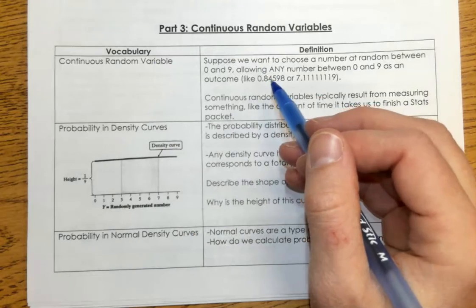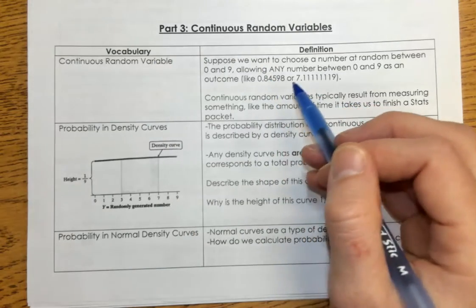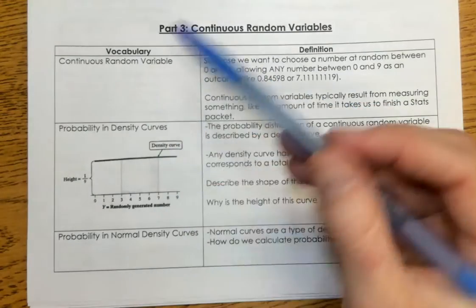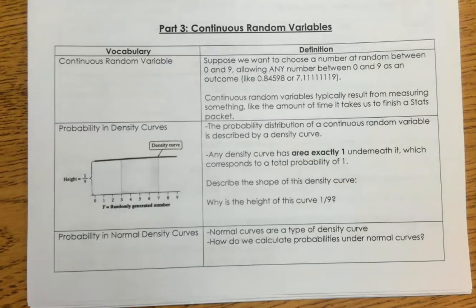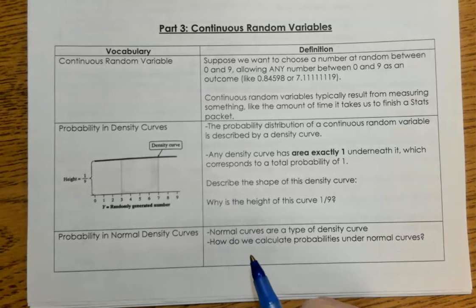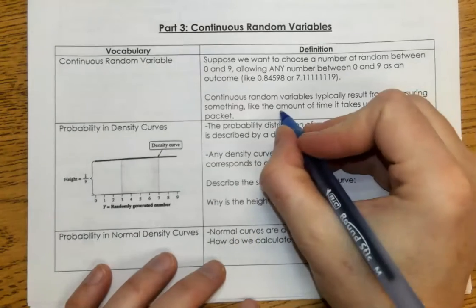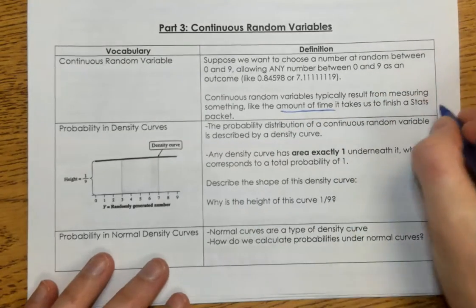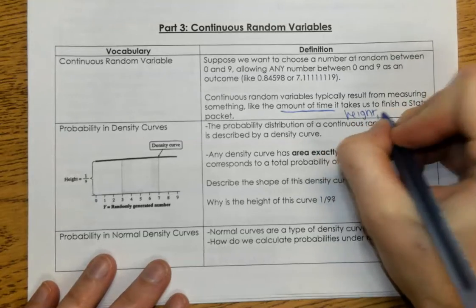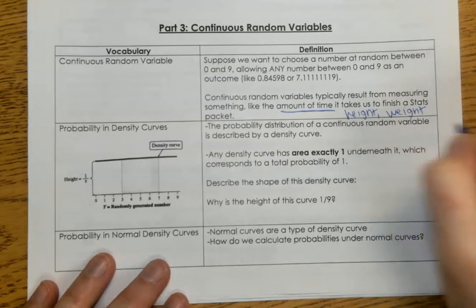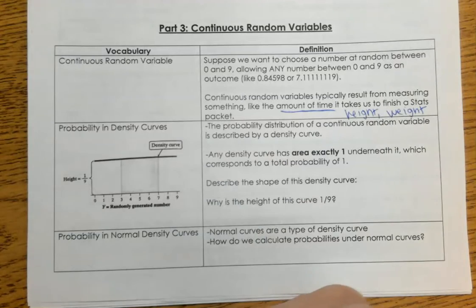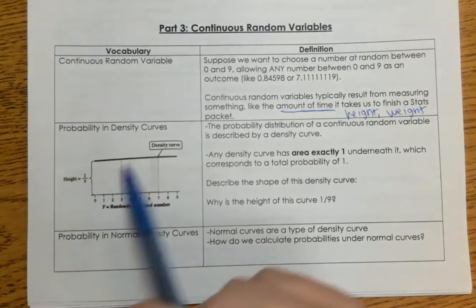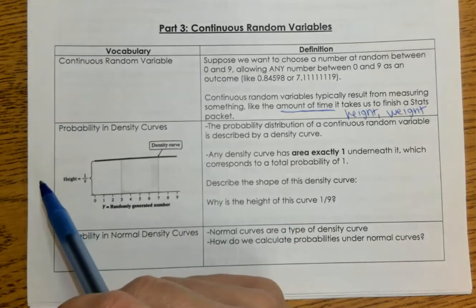A lot of times statisticians turn continuous variables into discrete variables in order to do a probability distribution. But if you're keeping a continuous random variable continuous like this, then it's a little different than discrete random variables. Continuous random variables typically result from measuring something. We've already talked about this: the amount of time it takes us to finish a stats packet, height, weight, that type of thing. So you're measuring something.